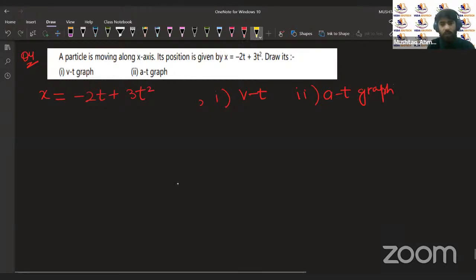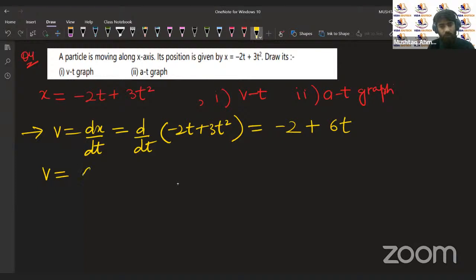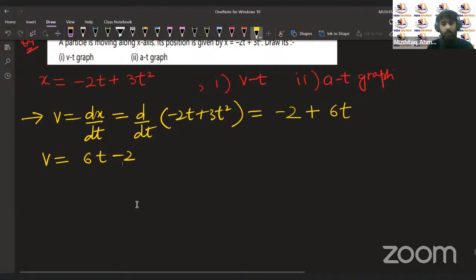So what we'll do is calculate the velocity from here. Our velocity is equal to dx over dt, the first derivative of the position. So it's d over dt of minus 2t plus 3t square. Differentiation of t is 1, so we'll be left with minus 2, and differentiation of t square is 2t, so it will be 6t. So our velocity comes out to be 6t minus 2.